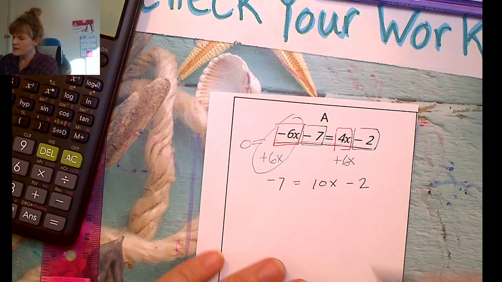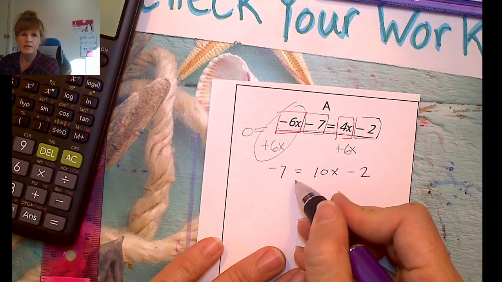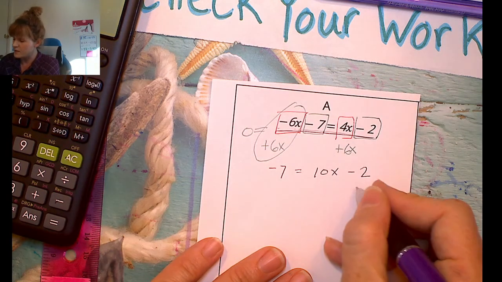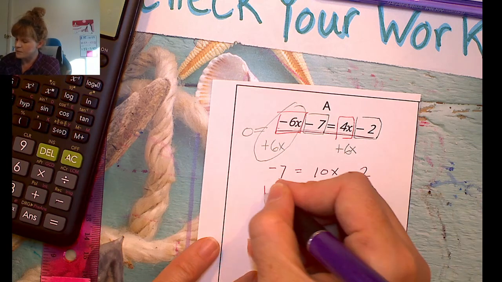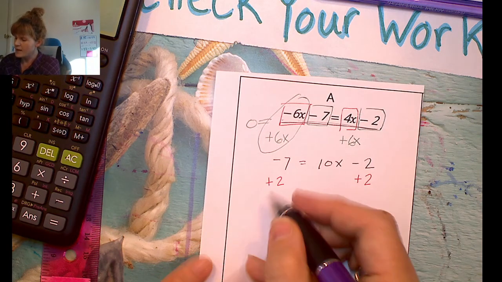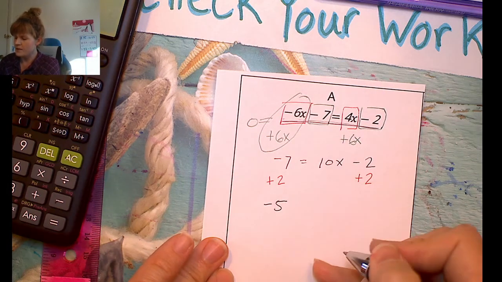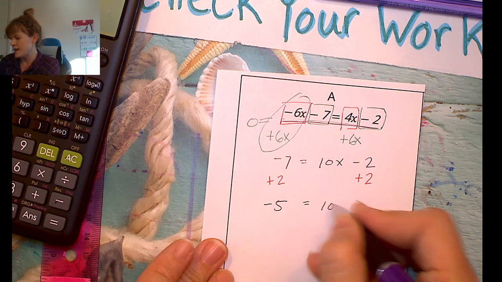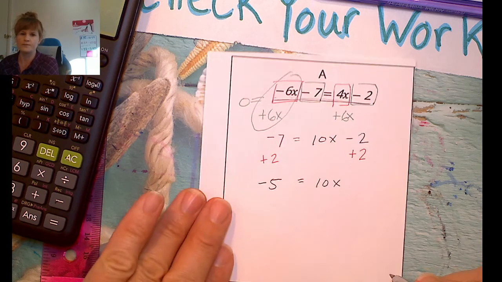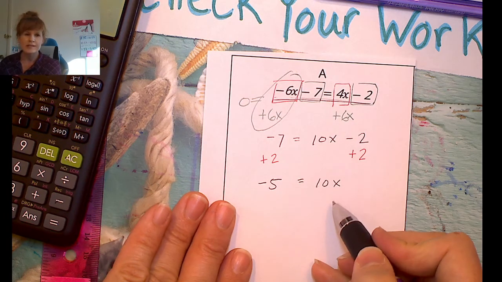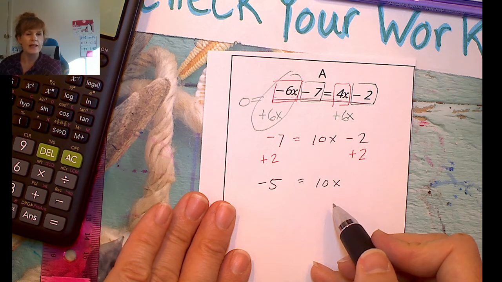Next, I want to get the 2 on the other side to combine it with the negative 7. So I'm going to add 2 to both sides. Then I have negative 5 on the left side of my equation and 10x on the right side. The x still isn't isolated. Let's move on to the last step for solving an equation with an unknown.